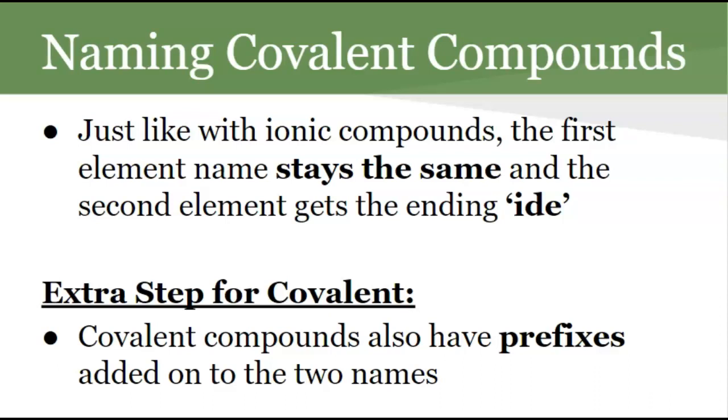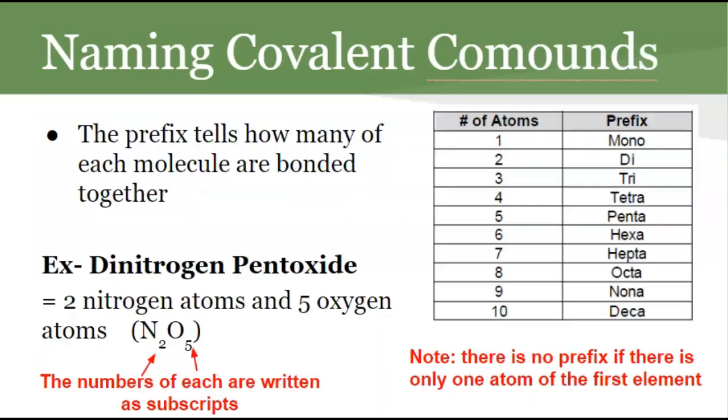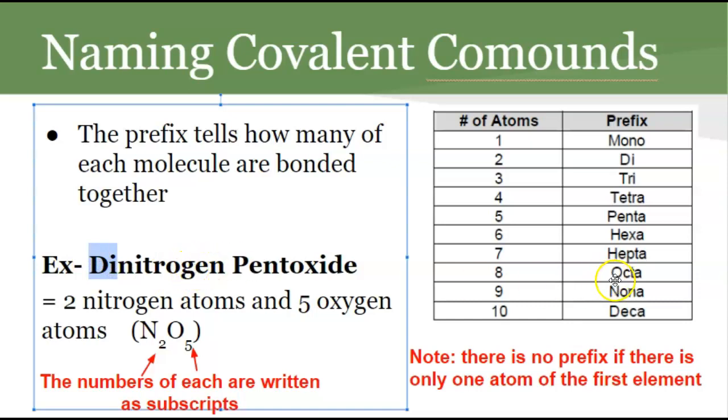For covalent bonding, you add on prefixes. So depending on how many of something you have, you're going to add on a prefix that ionic bonds don't necessarily need. So showing you what that looks like, here's the table of prefixes to tell you what to do and how many there are. So, for example, if I have dinitrogen, that means I have, di means 2, so I have 2 nitrogens. And then pentoxide, pent means 5, like a pentagram. So I have 5 oxygens.